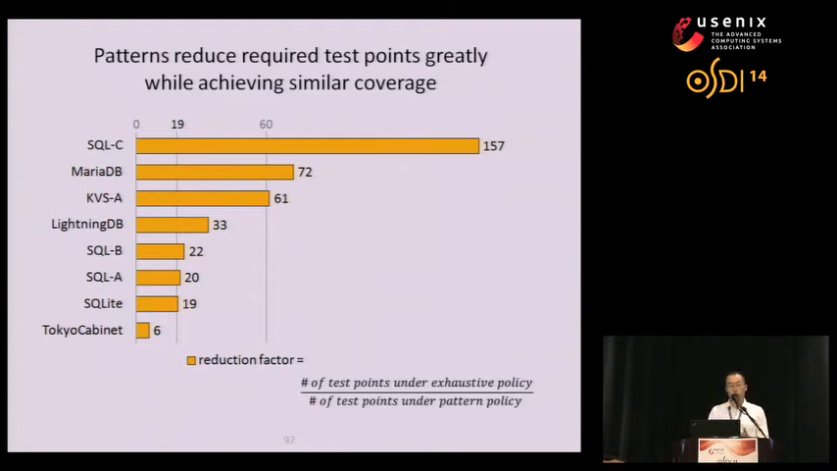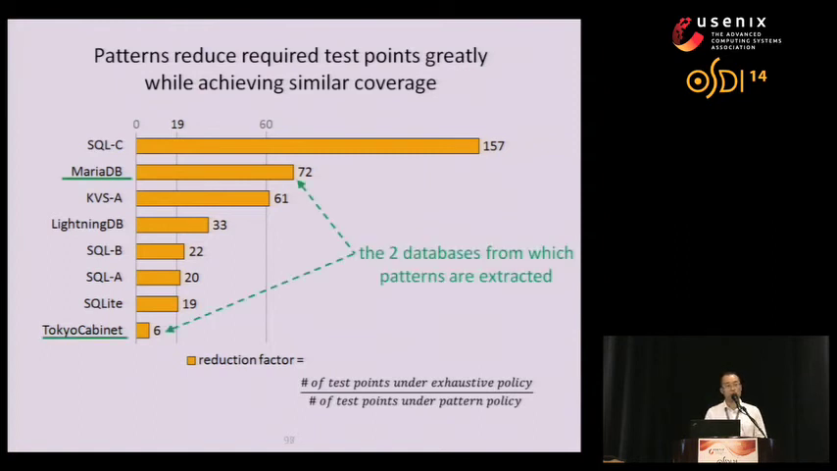This figure shows the reduction factor for each database, which is defined as the number of test points under the exhaustive policy divided by the number of test points under the pattern-based policy. Apparently, the higher the better. So for most of the databases tested, patterns reduce the required test points by more than 19 times while achieving similar coverage. As mentioned earlier, the patterns are extracted from 2 databases manually. But we can see from this figure that they are also quite helpful for testing other databases.